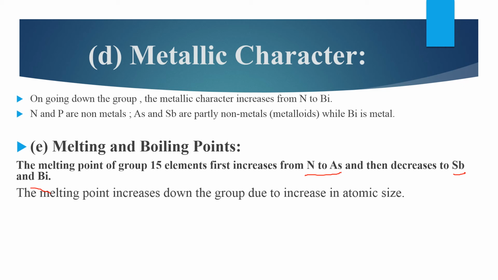अगर एटॉमिक साइज बढ़ता है तो उस पर्टिकुलर कंपाउंड का मेल्टिंग पॉइंट बढ़ता है, क्योंकि जितना उसका बड़ा साइज होगा, उसको मेल्ट होने के लिए उतनी ज़्यादा टेम्परेचर की रिक्वायरमेंट होगी, तो मेल्टिंग पॉइंट बढ़ेगा. लेकिन इस 15 ग्रुप में कुछ ऐसा नहीं होता. यहाँ पे नाइट्रोजन से आर्सेनिक में आएंगे तो मेल्टिंग पॉइंट बढ़ता है, बट एंटीमनी और बिस्मथ के केस में फिर मेल्टिंग पॉइंट डिक्रीज हो जाता है.